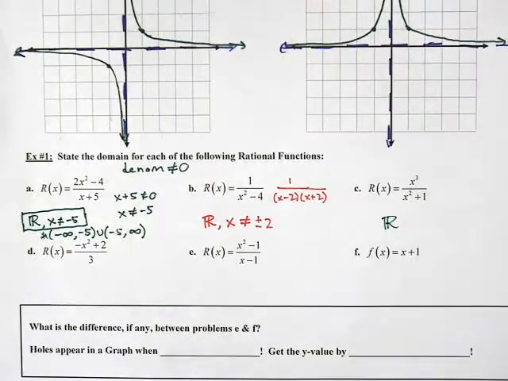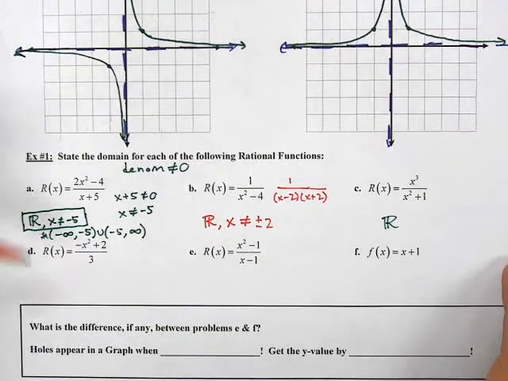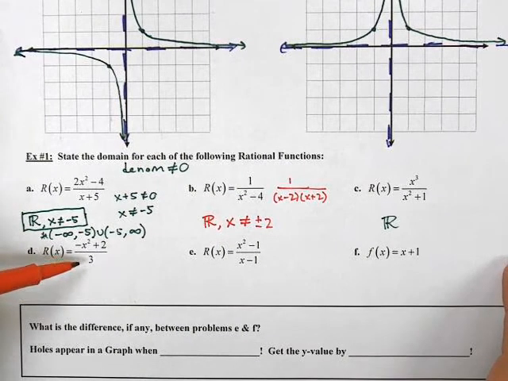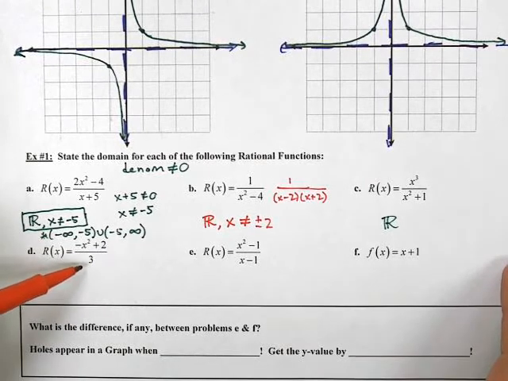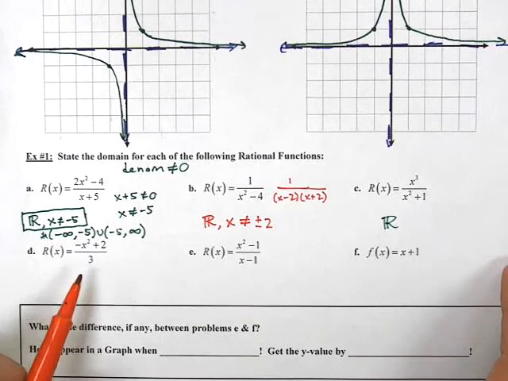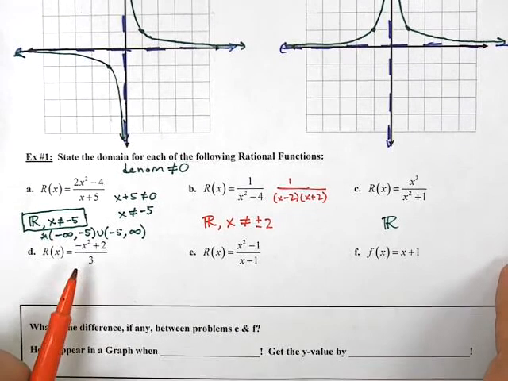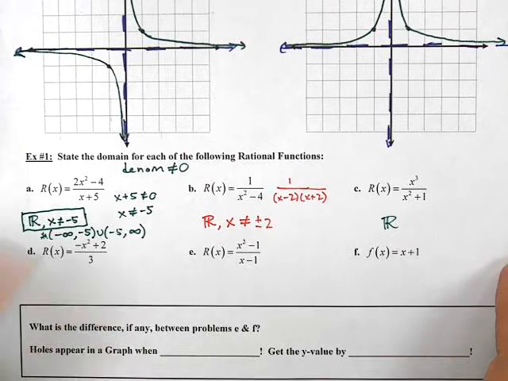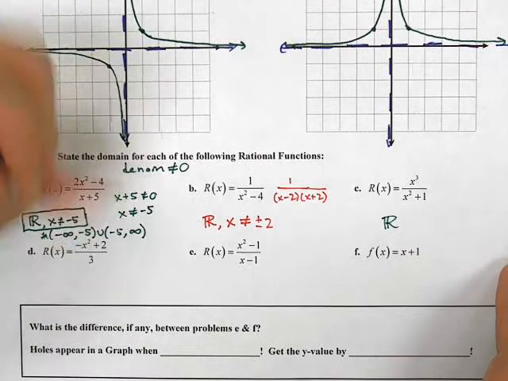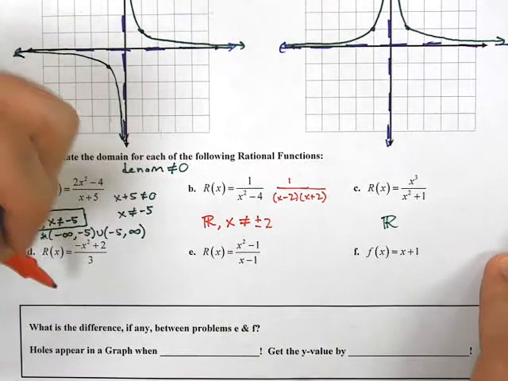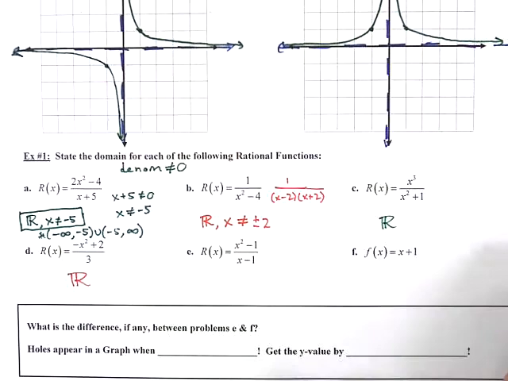Alright, moving right along to D. This is rational because there is a non-zero polynomial in the denominator. But is there anything to really set equal? Is there a problem to set not equal to 0? No. We already know that 3 does not equal 0. So in this case, there's really not a problem to set, and we just say all real numbers.